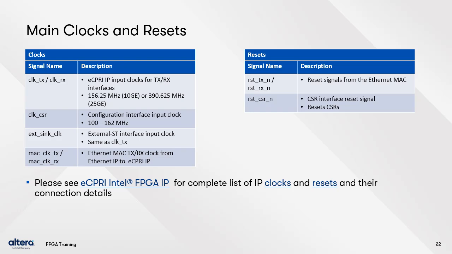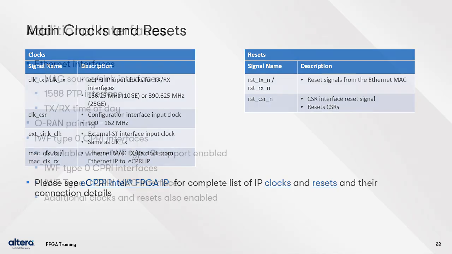For resets, the reset TXN and reset RXN IP signals are inputs to the eCPRI IP from the Ethernet MAC. The reset CSRN signal is an input that resets the IP control and status registers. Again, please see the user guide for the complete list of IP clock and reset signals.